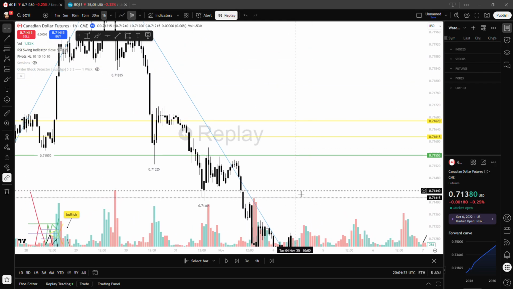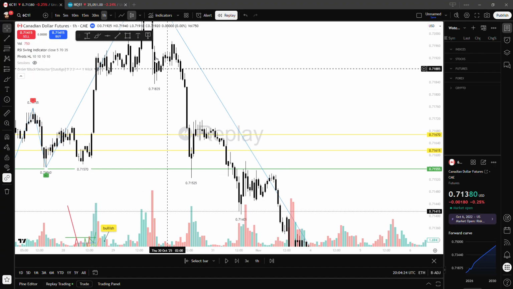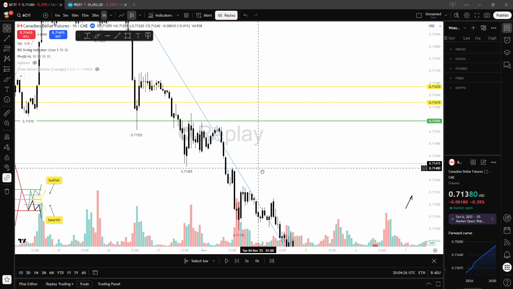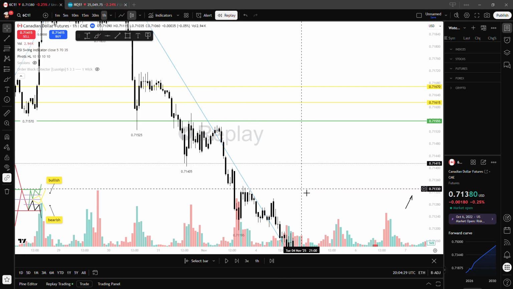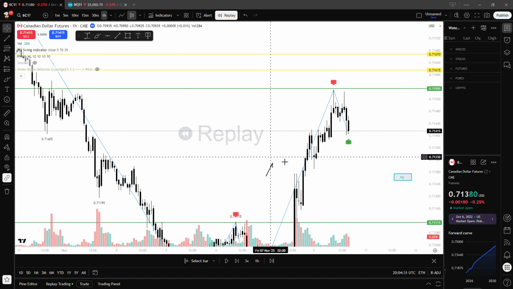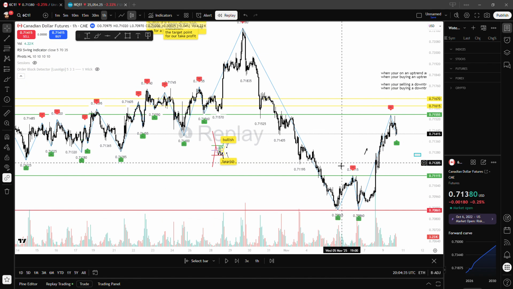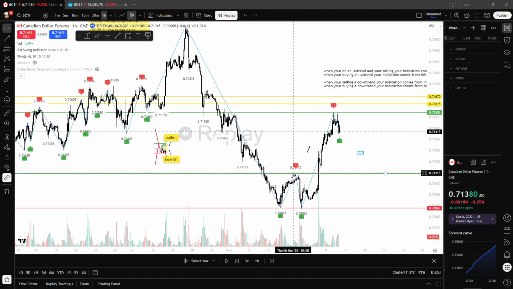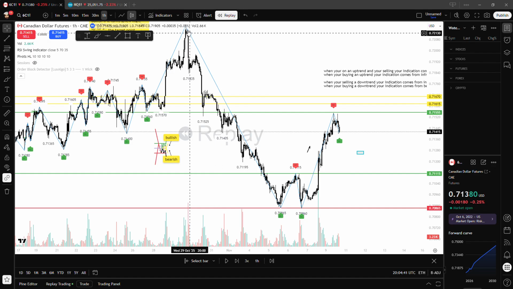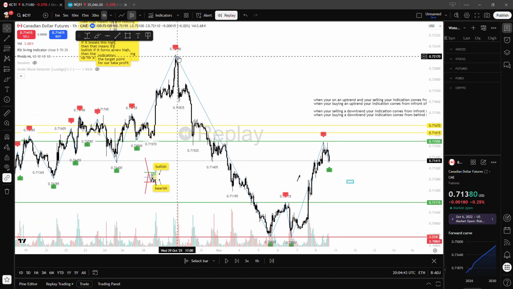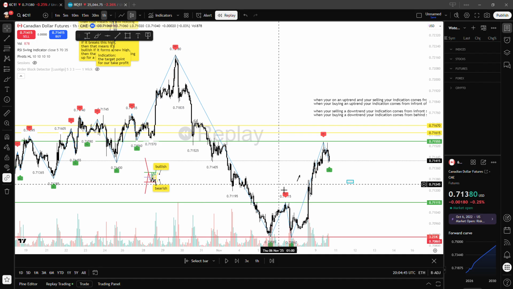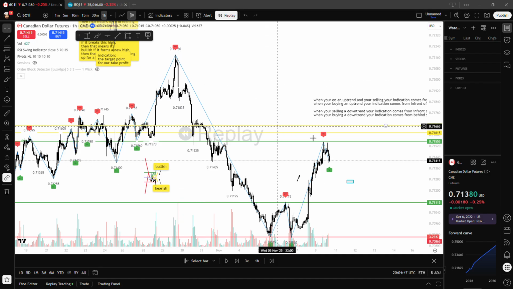This is what I mean by the indication comes from behind on the downtrend. Because if you were to start buying up from this downtrend, your destination is all the way over here, so basically to the left, behind you.